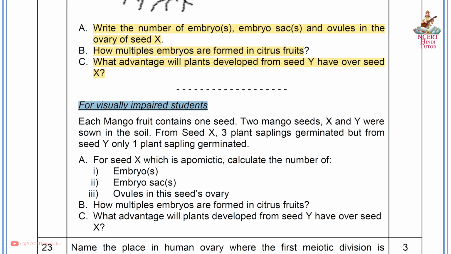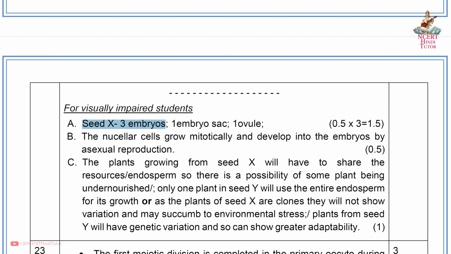For visually impaired students, each mango fruit contains one seed. Two mango seeds X and Y were sown in the soil. From seed X, 3 plant saplings germinated, but from seed Y, only one plant sapling germinated. A. For seed X, which is apomictic, calculate the number of first, embryos, second, embryo sacs, third, ovules in the seed's ovary. Answer. Seed X: 3 embryos, 1 embryo sac, 1 ovule.